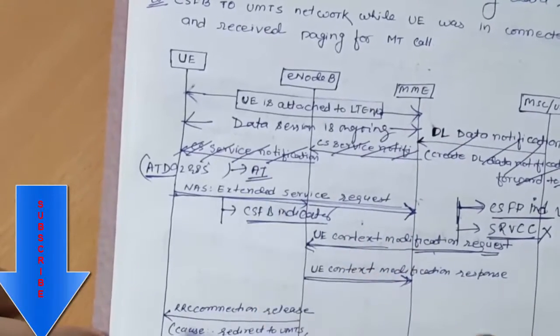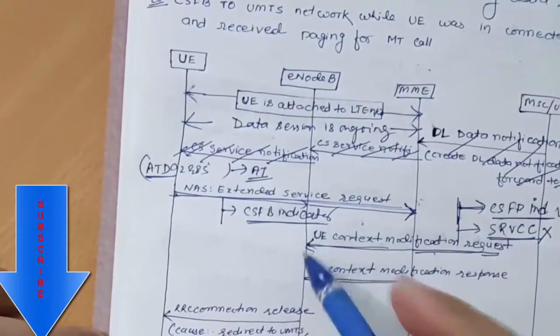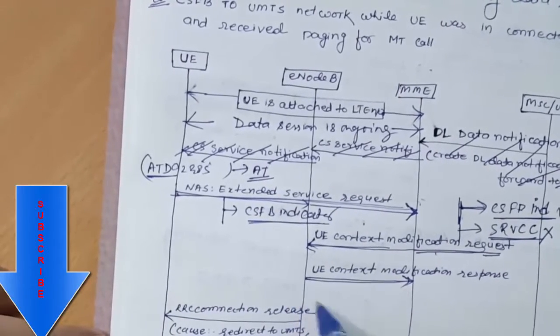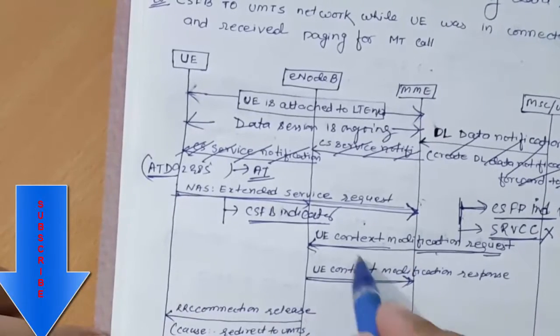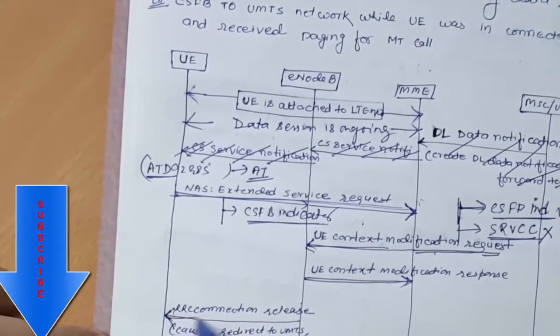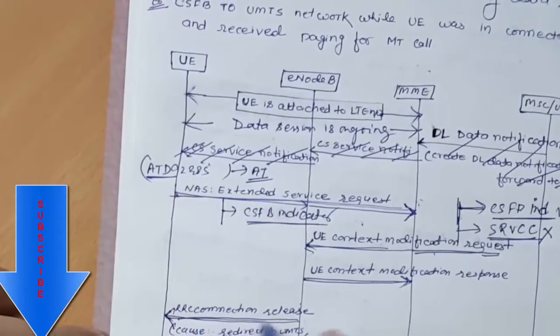After that, what happened? The UE and eNodeB: when the eNodeB receives the UE context modification message and reads the CS fallback indicator, it then sends the RRC connection release message.